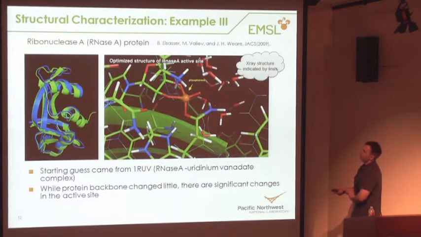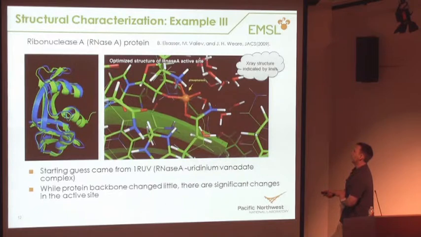There's one more example related to ribonuclease A. So here the starting structure came from the RNase A vanadate complex. So you had a vanadate instead of phosphorus. And so what we did, we replaced the vanadate by phosphorus and we optimized the structure.